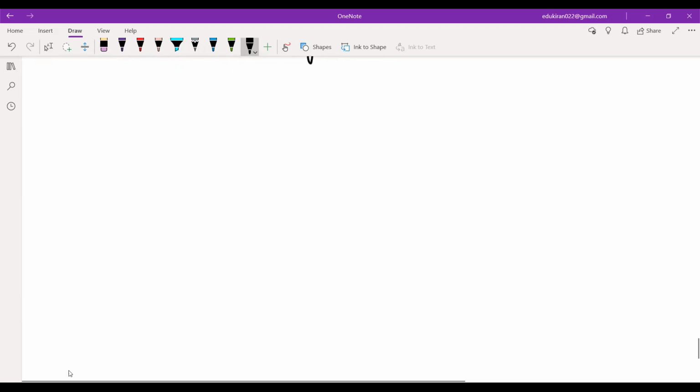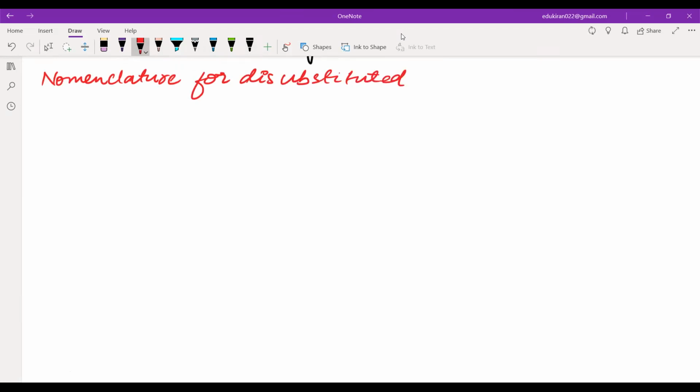Now we use some special nomenclature if we have disubstituted benzenes. Okay, disubstituted benzenes.